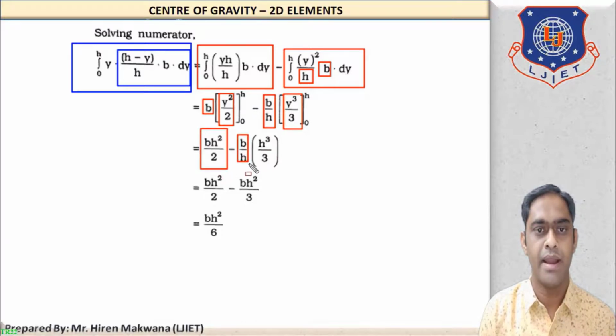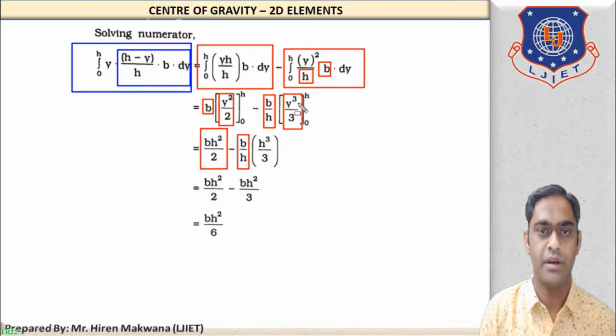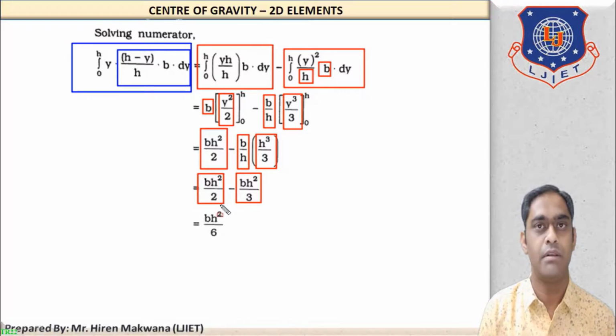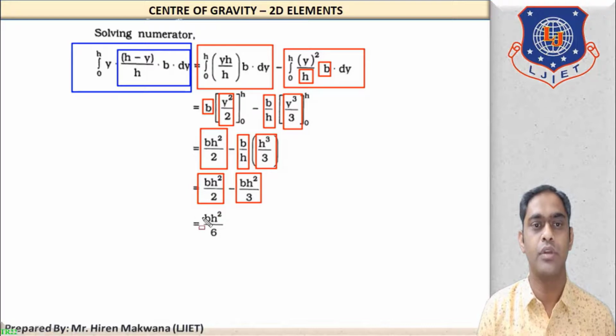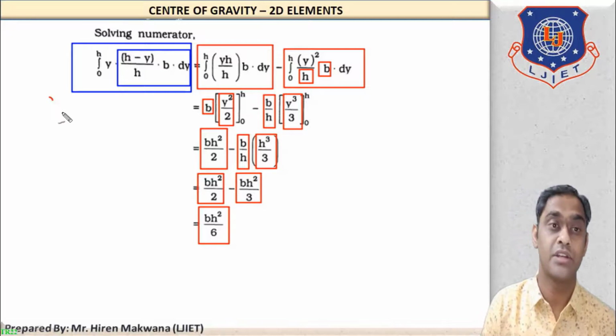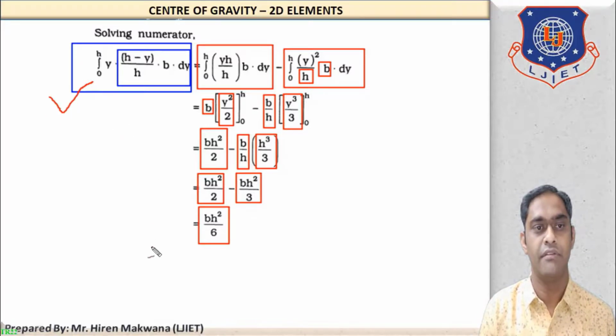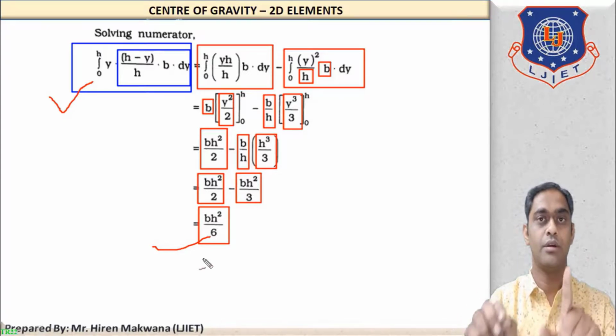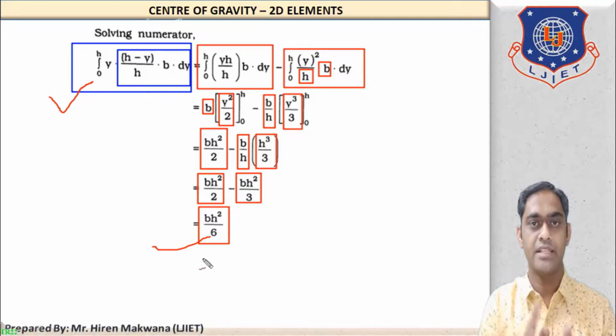In the second term, b by h remains constant and y cube, replacing the upper limit, will be h cube by 3. So one time h will cancel out and the simplification will become b h square by 3. And here the first term is b h square by 2. Now what is the LCM of 2 and 3? It will be 6. So by doing the simplification, you will get the answer b h square by 6. So basically, it is the simplification of the numerator only. This is the numerator which will give the answer b h square by 6. So remember, this is the numerator only for y bar, b h square by 6.